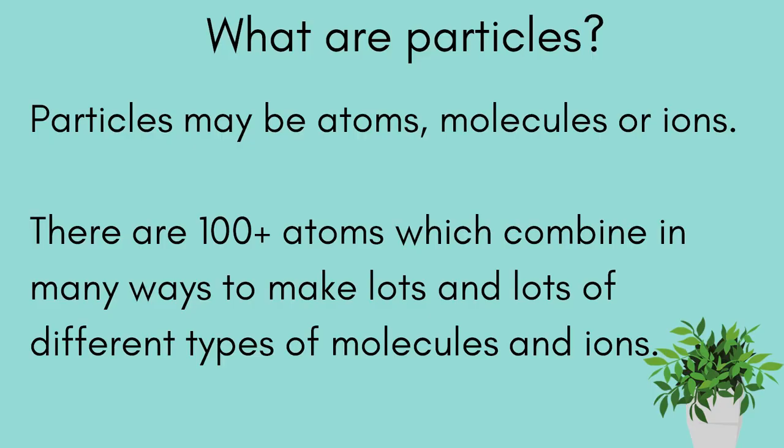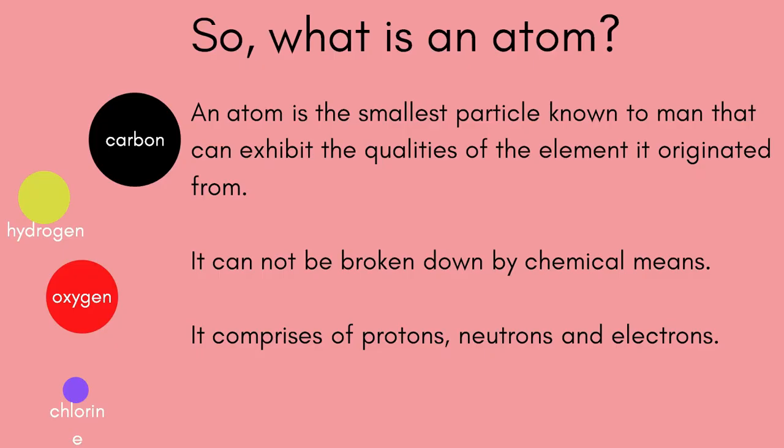So what are particles? Particles may be atoms, ions, or molecules. There are 100 plus atoms which combine in many different ways to make lots and lots of different types of molecules and ions. So what's an atom? An atom is the smallest particle known to man that can exhibit the qualities of the element it originated from. It cannot be broken down by chemical means, and it comprises protons, neutrons, and electrons.